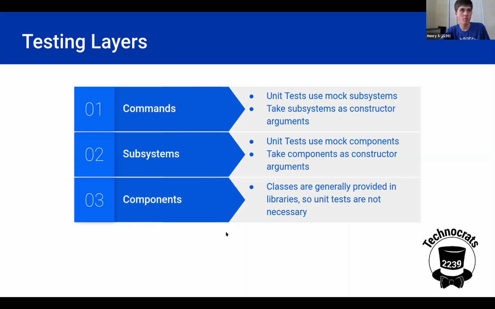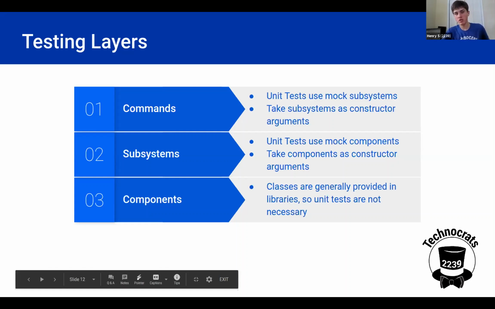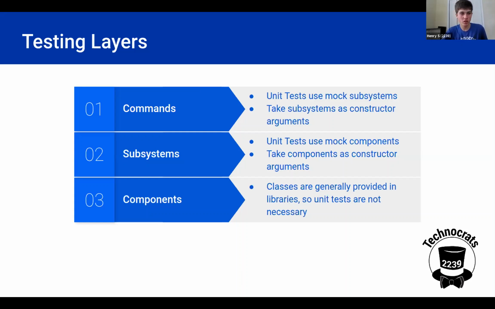And then the components we generally won't write unit tests for because we didn't write the classes. We're taking them from libraries. But the important point here is that the unit tests for commands and subsystems, the only thing that should determine whether they pass or fail is whether the commands work or whether the subsystems work. They shouldn't cross over at all. We should never have a command unit test fail because we wrote the subsystem badly. And writing good unit tests to make sure everything is isolated is not always easy, but it's a really important skill to develop.